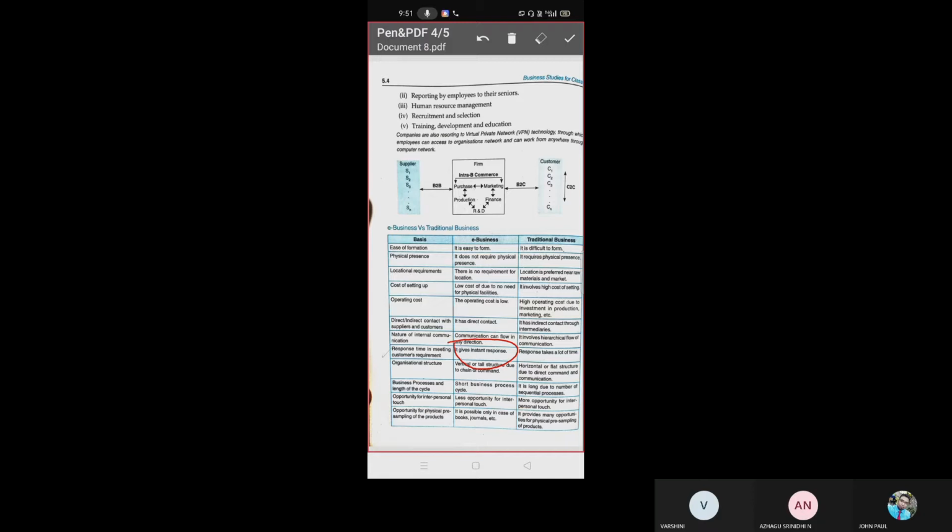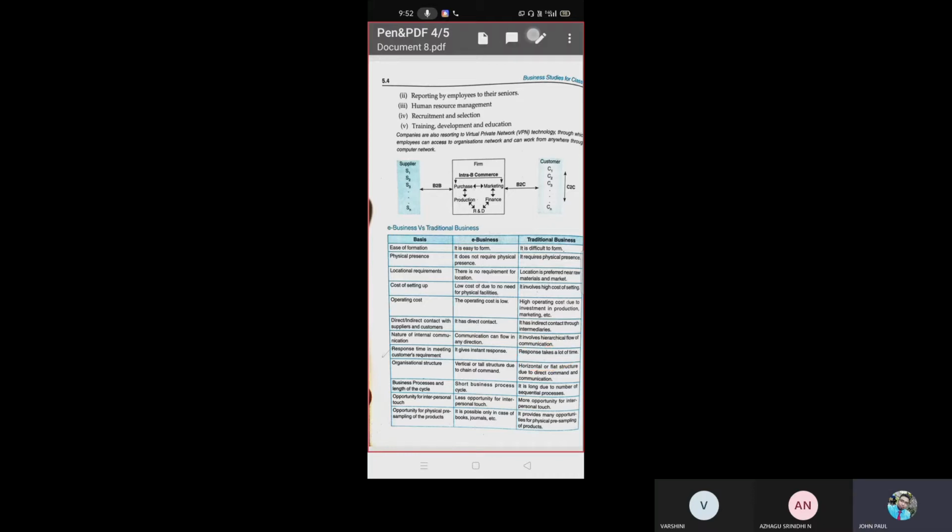Okay, so whereas in traditional business it takes some time. For example, you bought one dress and you find something you are not happy with, that color or design, so you want to change or replace it. It will take a lot of time. There are a lot of procedures in traditional business. So even the response itself will take some time.